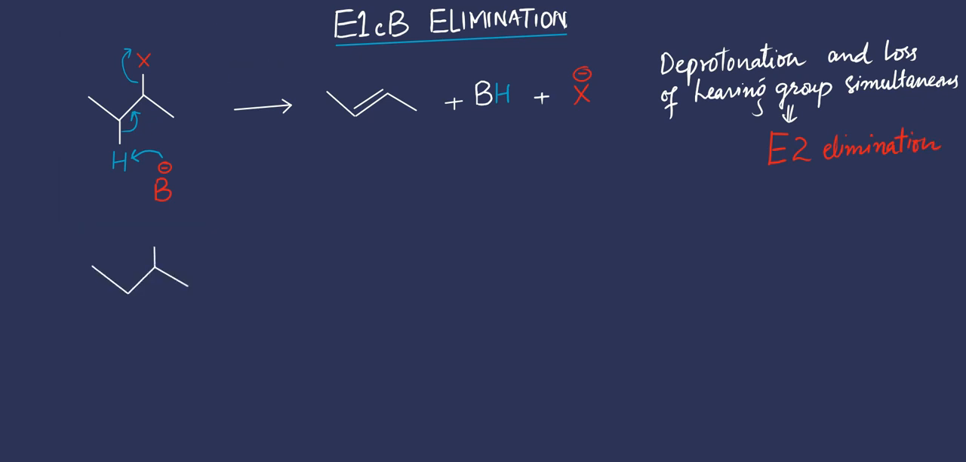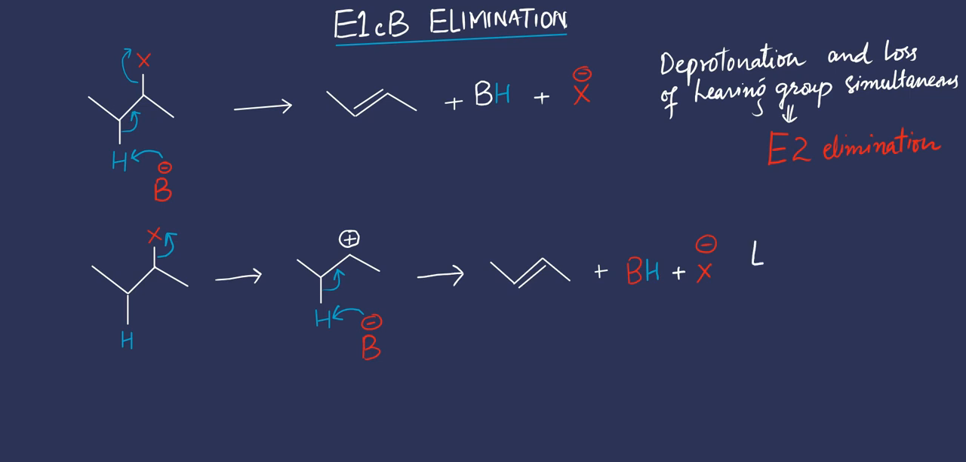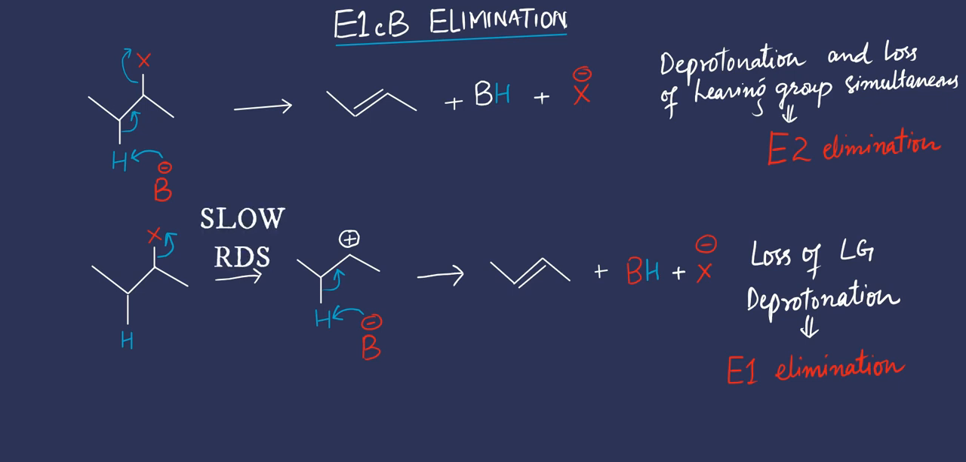Another way of elimination we discussed is that the leaving group X leaves first to generate this carbocation intermediate. The base then abstracts the hydrogen from the adjacent beta carbon to form this alkene product along with the conjugate acid and leaving group. So in this case, loss of leaving group takes place first, which is then followed by deprotonation. We called such an elimination E1 elimination, because the first step is loss of leaving group and is slow and rate determining and involves only one molecule.